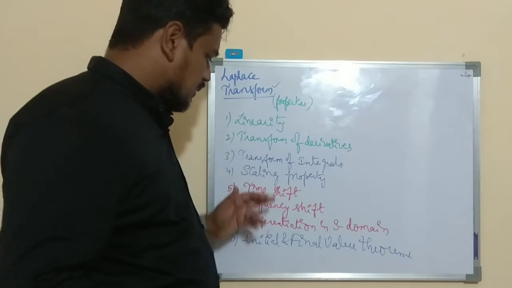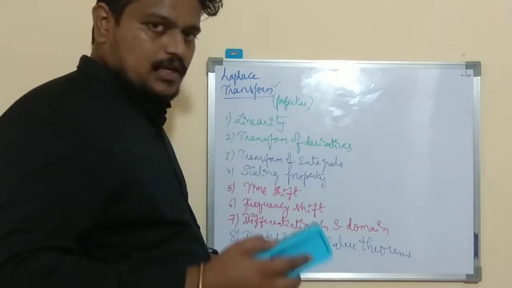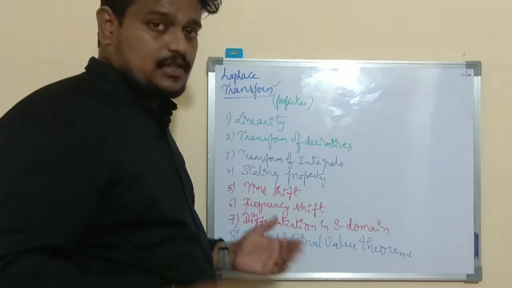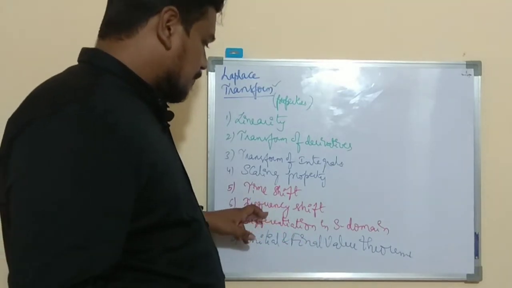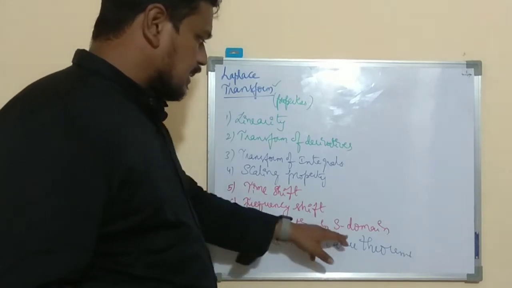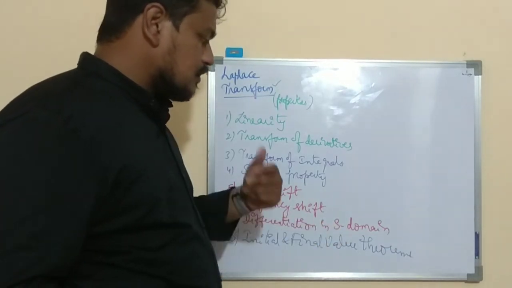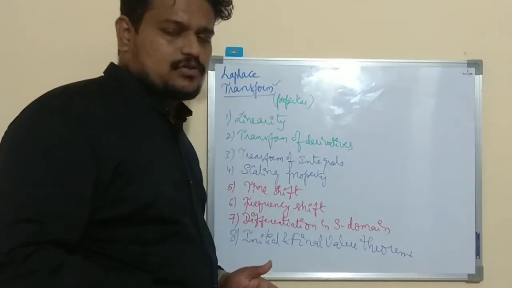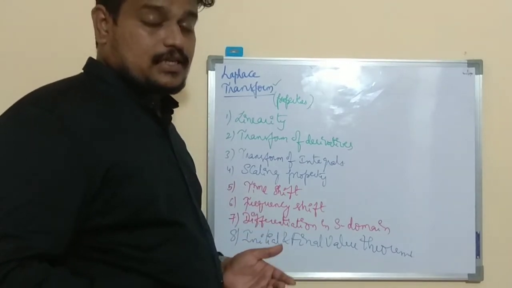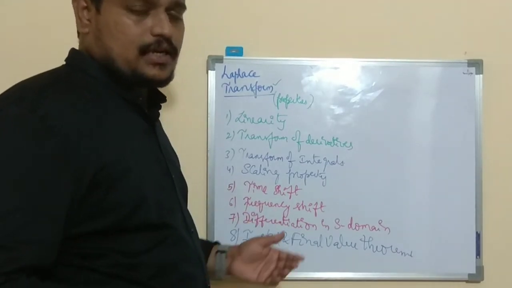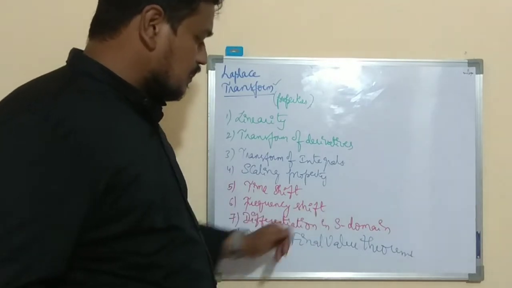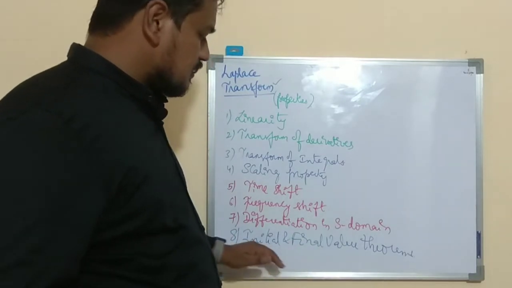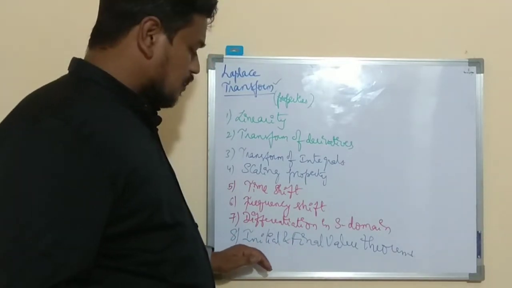Next, the time shifting property, and frequency shifting, that means after making it into the frequency domain, if there is a shift in that, then how to apply this property will be seen. And the differentiation in the S domain. So if you have a Laplace transform and you are doing the differentiation with respect to S, that means d by ds of x of s, then this differentiation property will come. And the initial and final value theorems are also properties. There will be a formula for them, I'll tell you this formula.